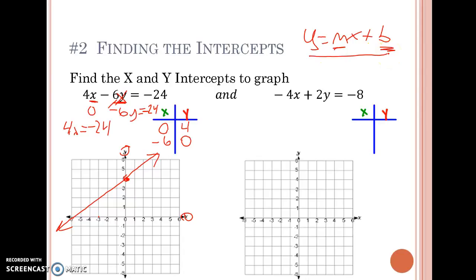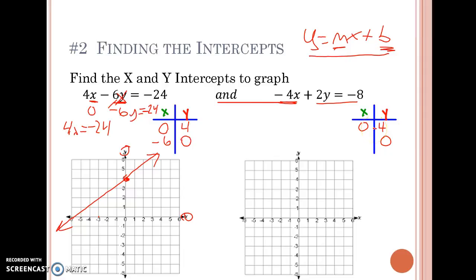If I follow the same reasoning over here, I'm just going to plug in a 0 for x and a 0 for y. And when I plug a 0 in for x, this term right here will disappear. And I'll just have 2 times y equals -8. And so if I divide both sides by 2, I'll get that y is -4.